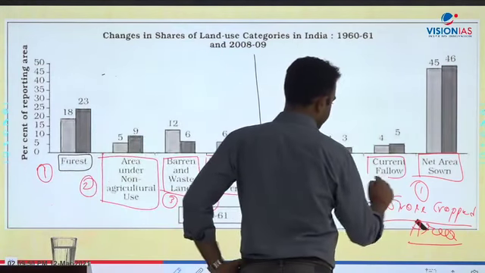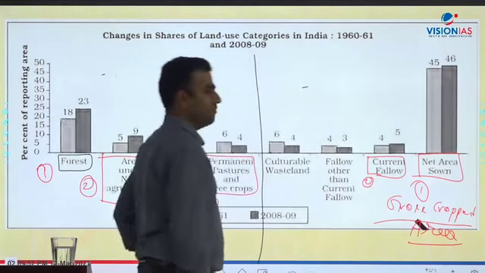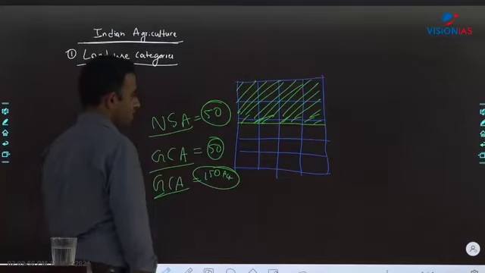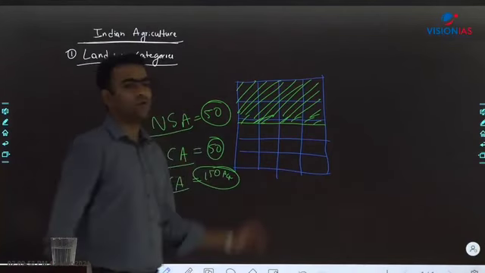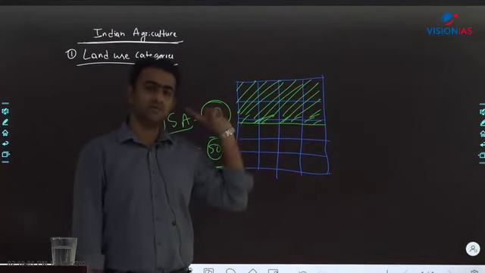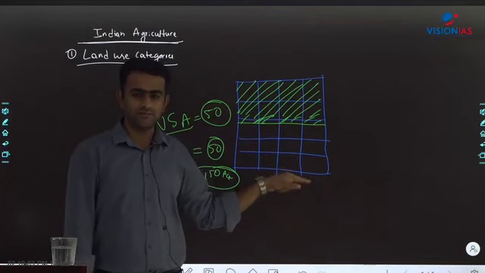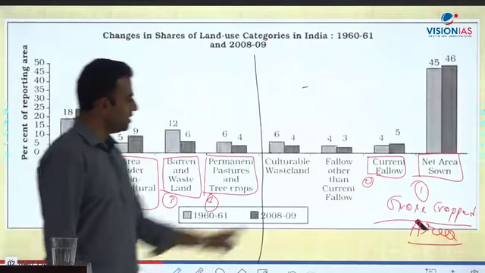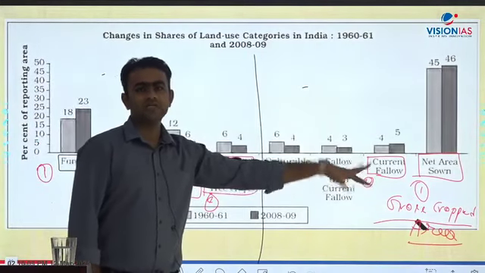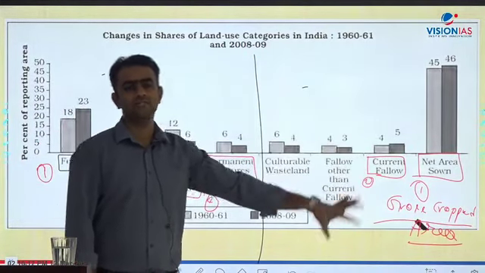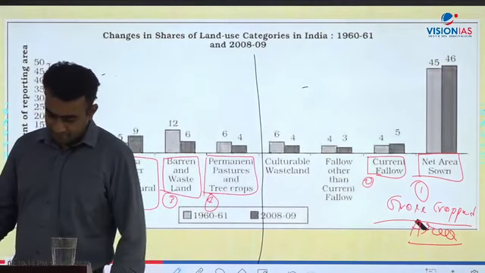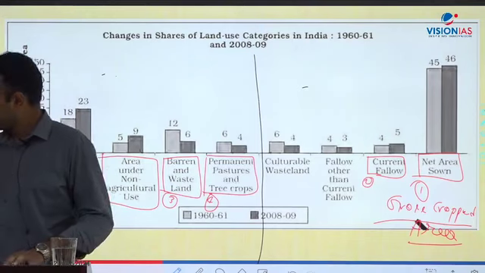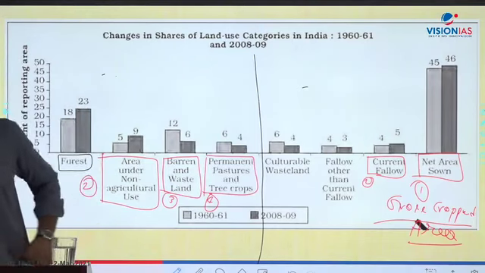Then the next one, the second one here, current fallow. What does current fallow mean? As I mentioned here, the rest 50 acres I am not sowing at all in this year. Last year I did sowing, but not in this year. So my current fallow is 50 acres. Current fallow is basically fallow land. Fallow means not cultivated. It is land which is not sown in the current year, not cultivated for the last 1 year.